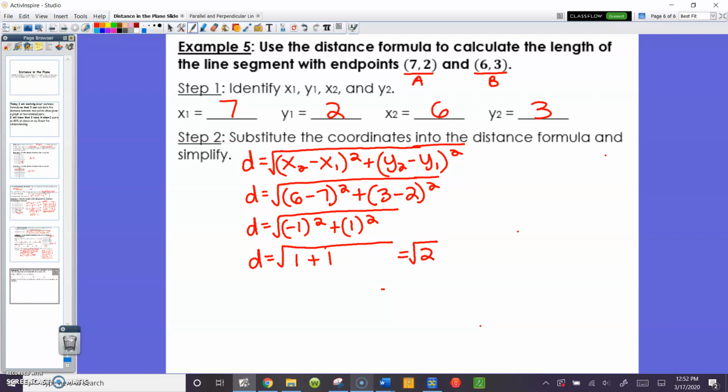We are left with the square root of 2. Square root of 2 does not simplify. If you're not sure, of course, you can always just type that into your calculator. But we are left with D equals the square root of 2. And if you want the approximate answer, convert that to a decimal, and you will get 1.4.